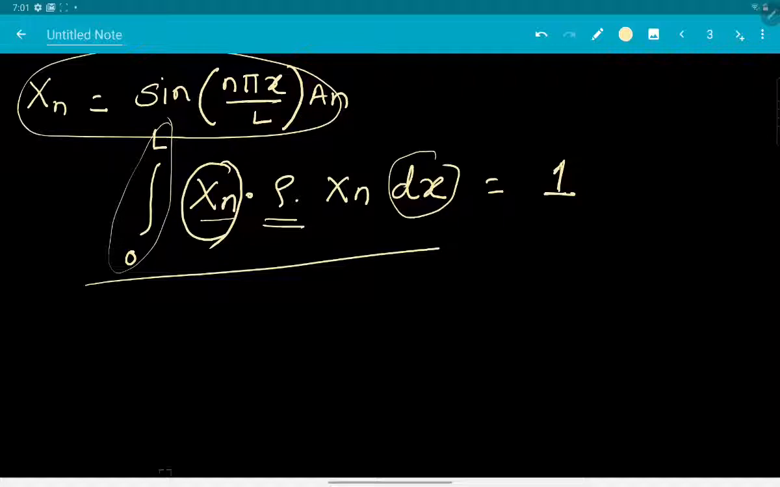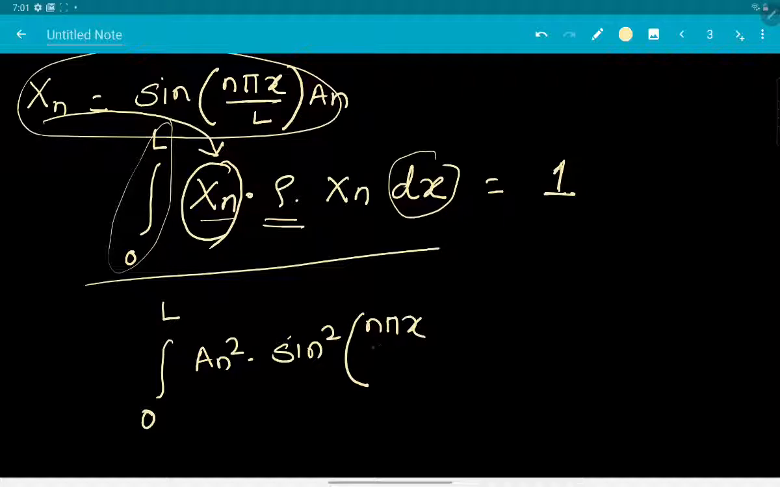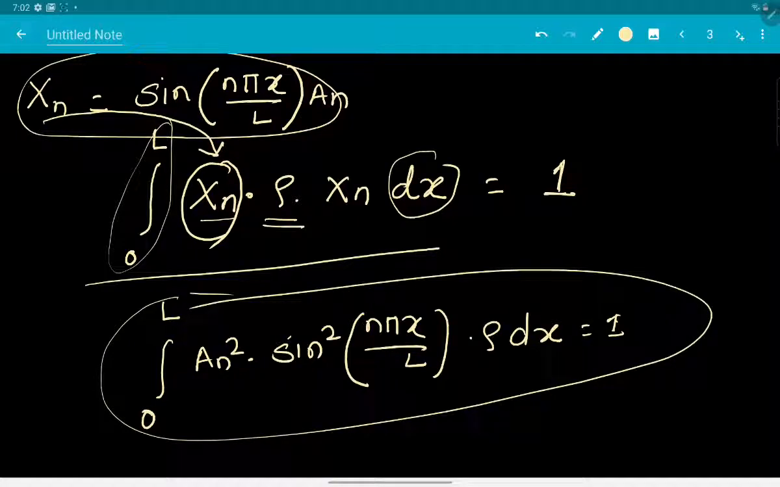If I do so, then I'll be putting this expression of xn over here, and what I'll get is the integral from 0 to L of an square into sine square n pi x over L times rho times dx. That needs to be equal to 1 in order that this equation is satisfied. In order that LHS is equal to 1, what should be an square? That is something that we are going to find out. That will give us the value of an square, and so we will be able to find out an, and we will be able to scale our mode shape such that it comes out to be mass normalized.